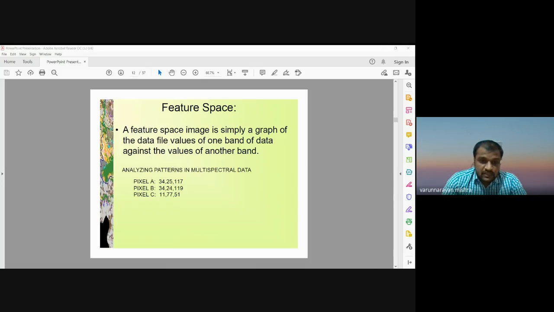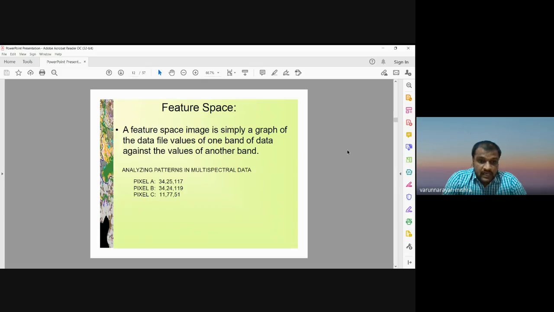Feature space. Feature space is also an important part when we are discussing image classification. A feature space is simply a graph of the data file values of one band against the values of another band. Suppose a pixel in band 1 has a certain value, a pixel in band 2 has a certain value, and a pixel in band 3 has a certain value. So the pixel values of the same class, the pixel values of the same object in 3 different bands, are considered as the feature space.